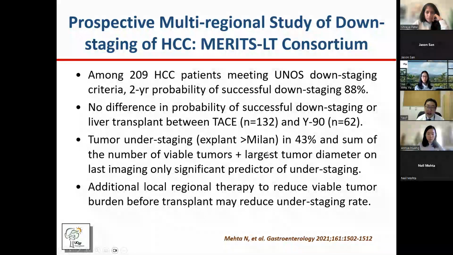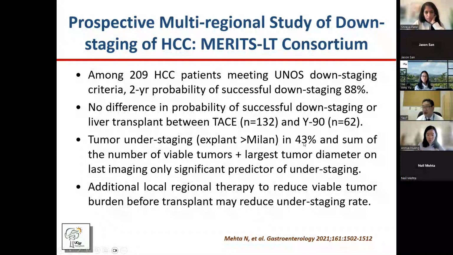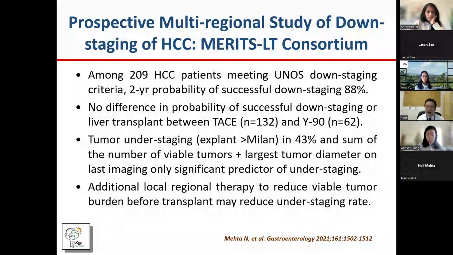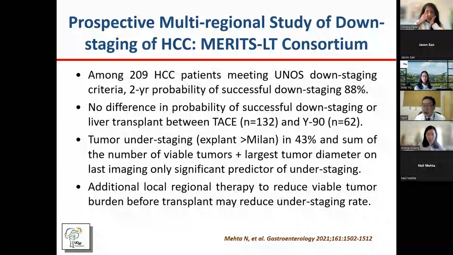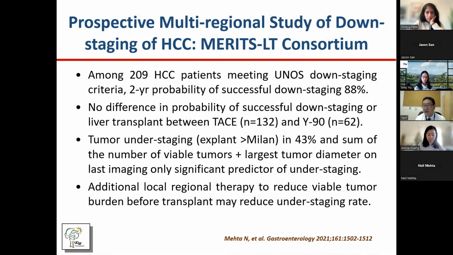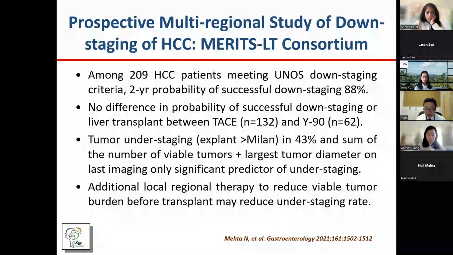One of the key findings here is that tumor understaging based on explant tumors beyond Milan criteria was actually found in a substantial percentage of patients, over 40%. And the sum of the number of viable tumors and the largest tumor diameter on the last imaging was the only significant predictor of understaging. So the message here is that we can do better still, and perhaps we should do more local regional therapy to reduce the viable tumor burden before transplant to reduce the understaging rate.